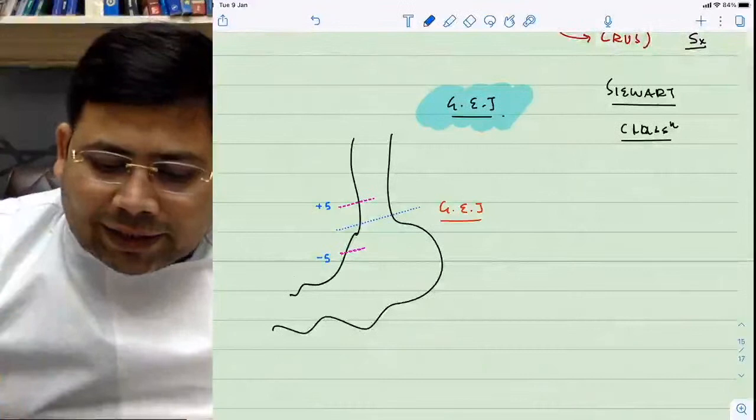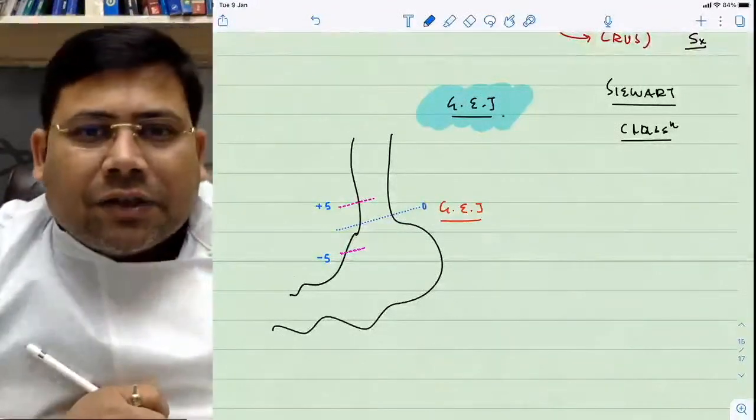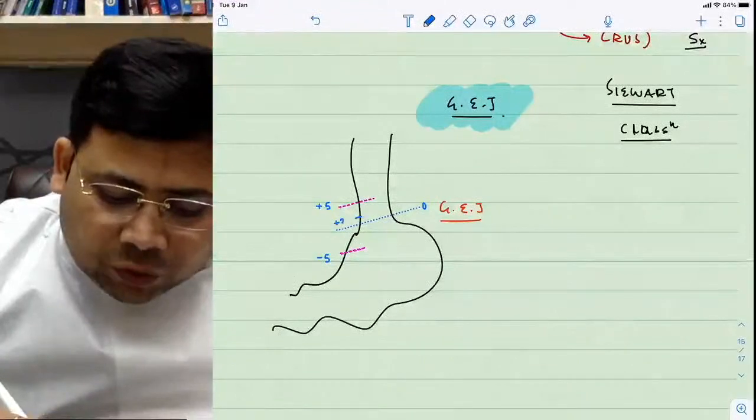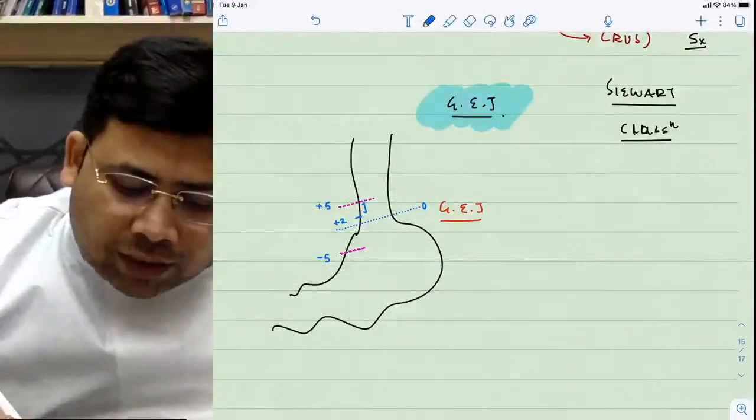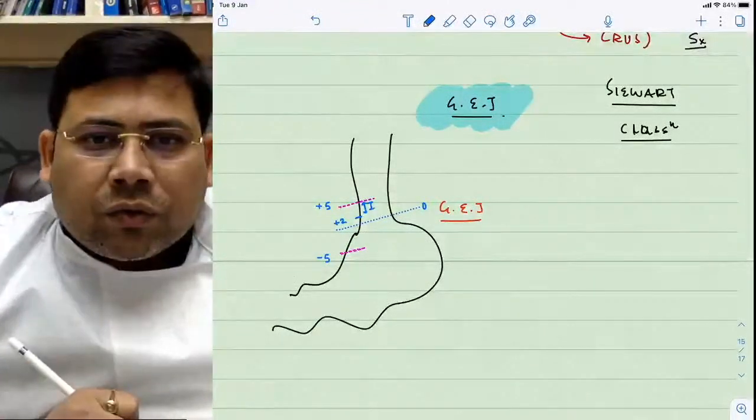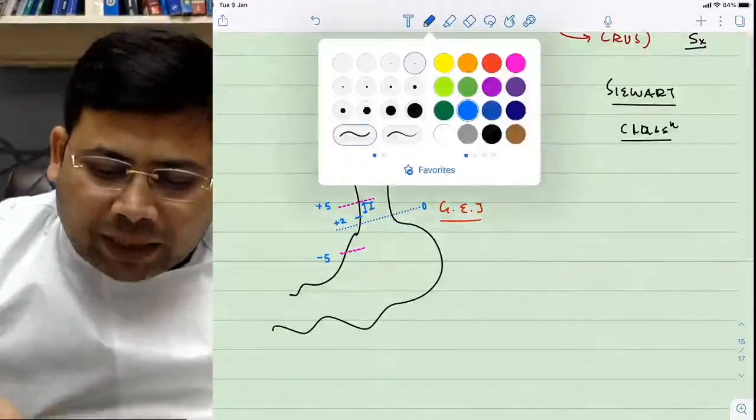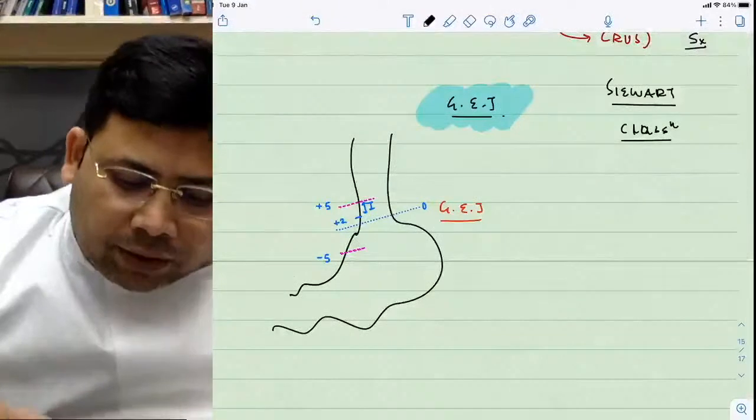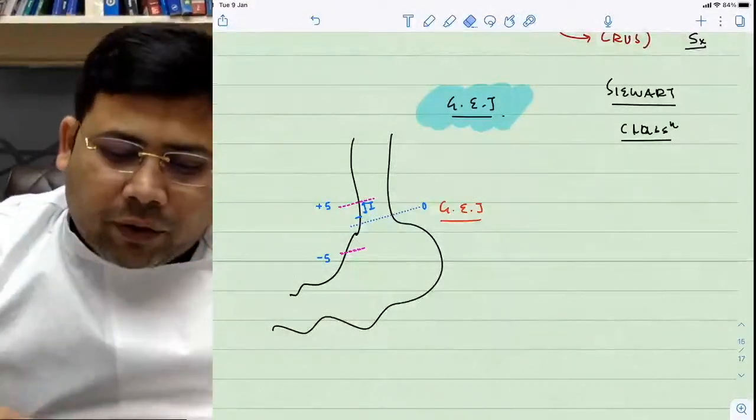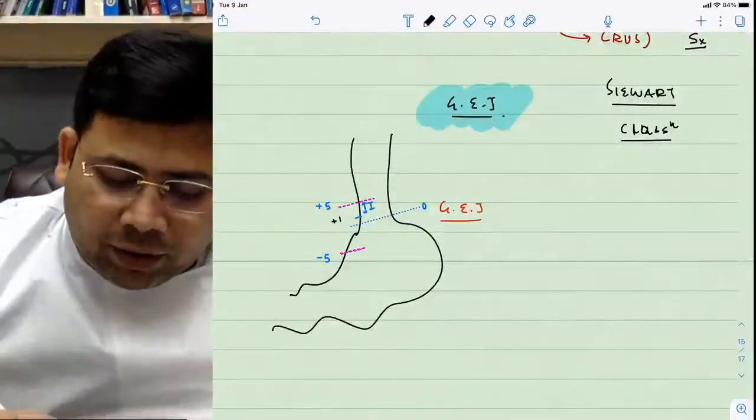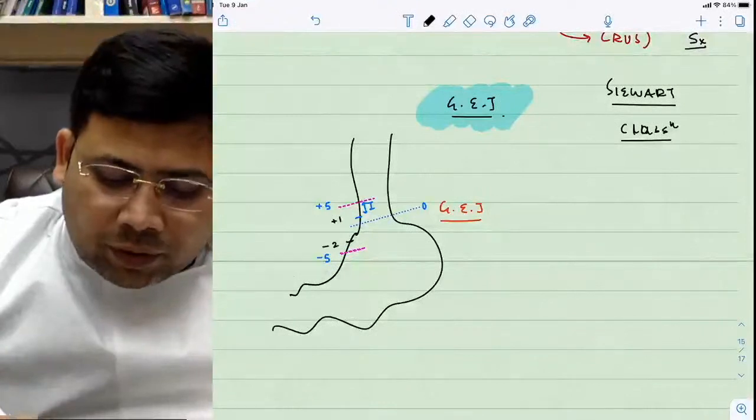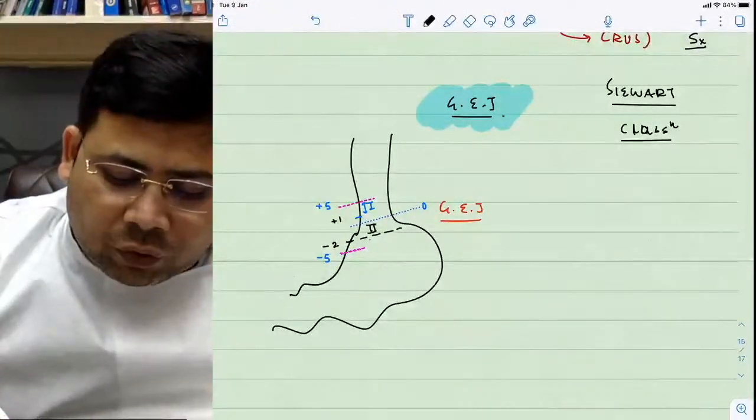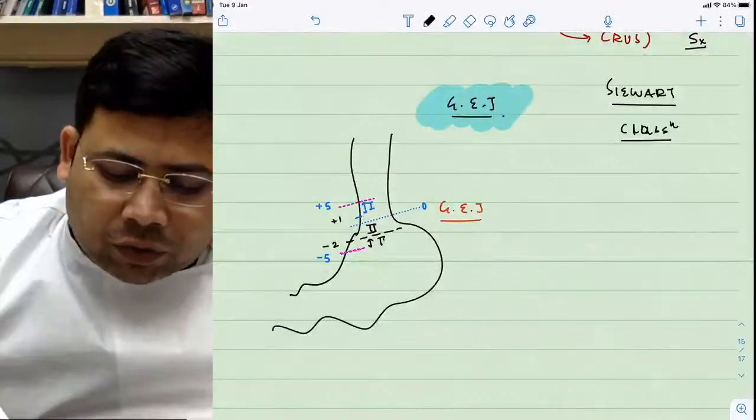Let us consider this G junction at 0. +5 to +2, this zone is known as zone 1. Then +5 to +1, and here up to -2, this is zone 2. And -2 to -5, this is zone 3.